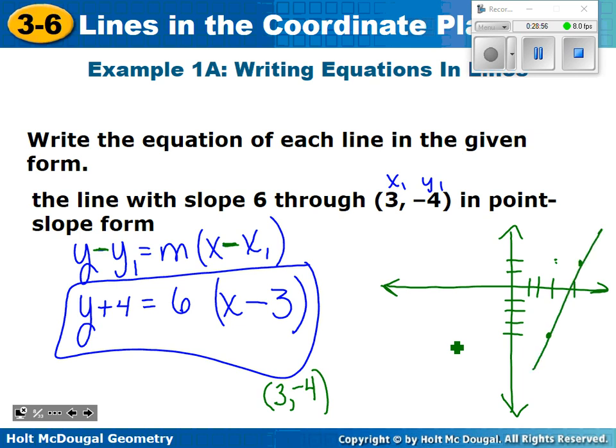And then we graph our line. Does everybody see how to graph with point slope form? Yes, draw all the way through.